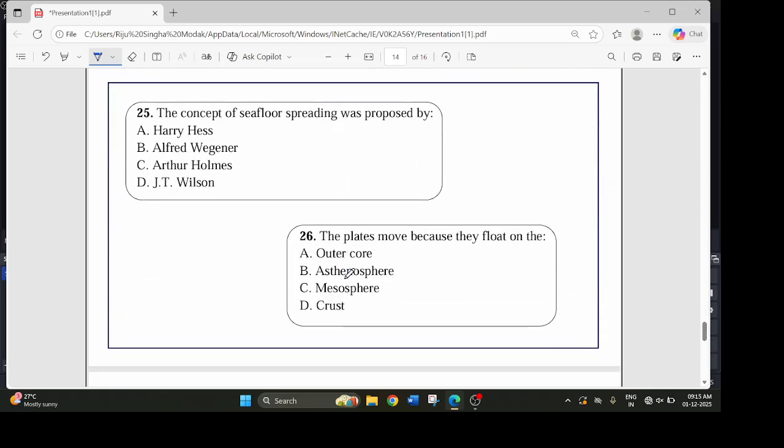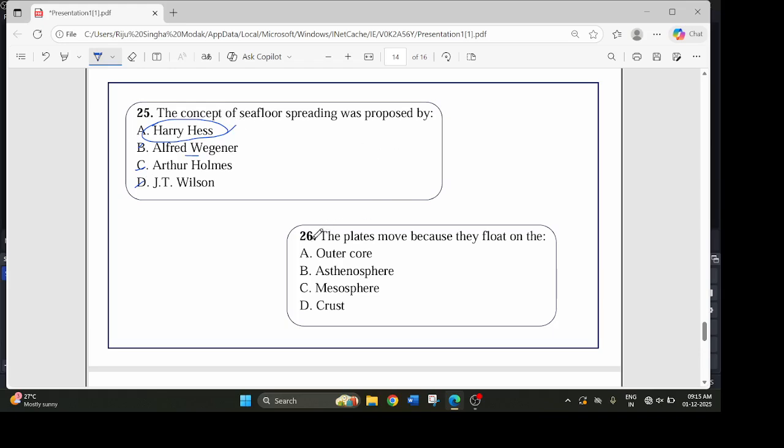Question number 25. The concept of seafloor spreading was proposed by Harry Hess, Alfred Wegener, Arthur Holmes, J.T. Wilson. So the correct answer is Harry Hess. Seafloor spreading was proposed by Harry Hess in 1960. Alfred Wegener proposed the continental drift theory. Arthur Holmes proposed mantle convection as a possible driver for drift, and J.T. Wilson contributed to plate tectonics with the transform fault. So the correct answer is Harry Hess, seafloor spreading in 1960.